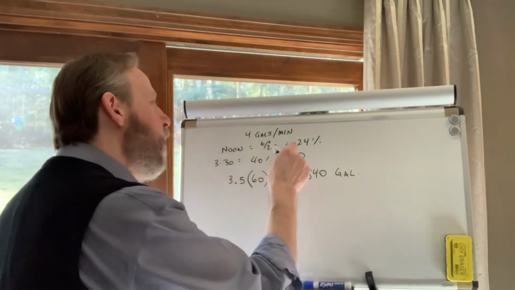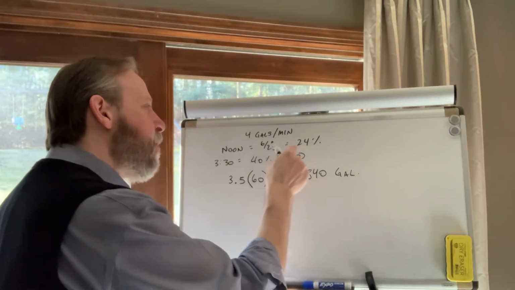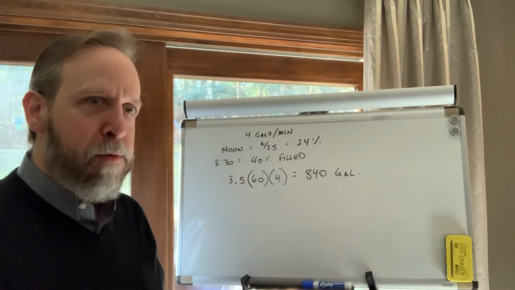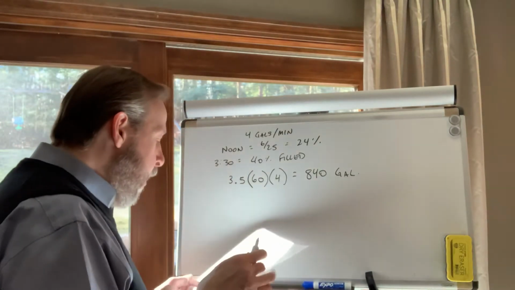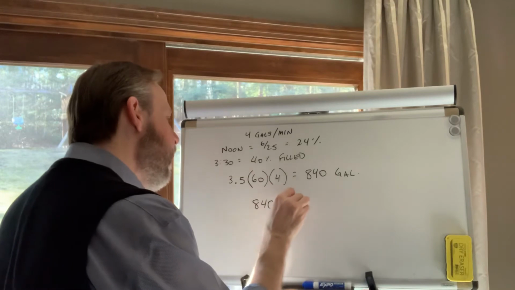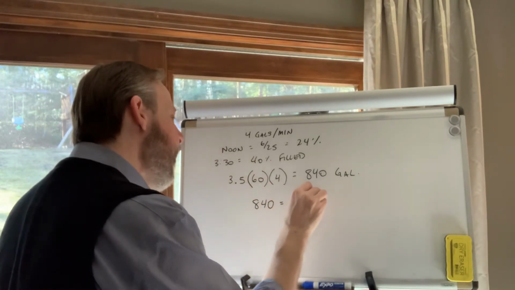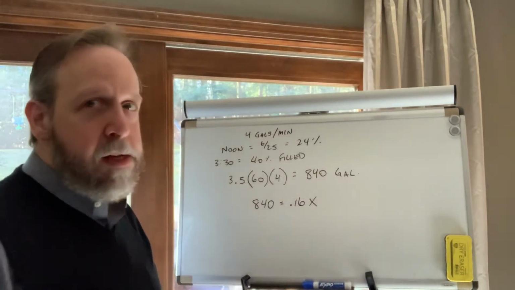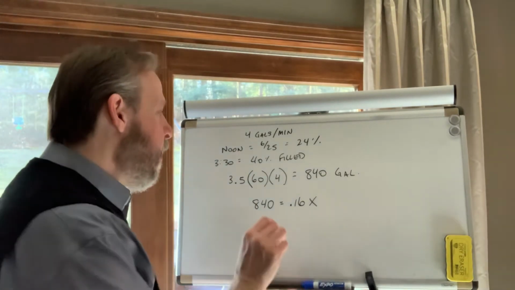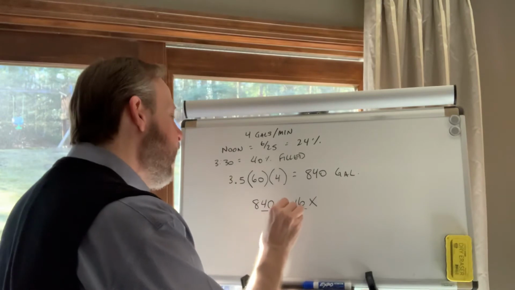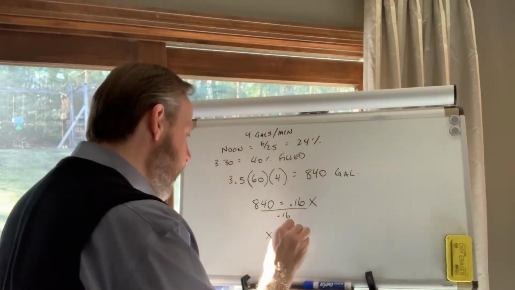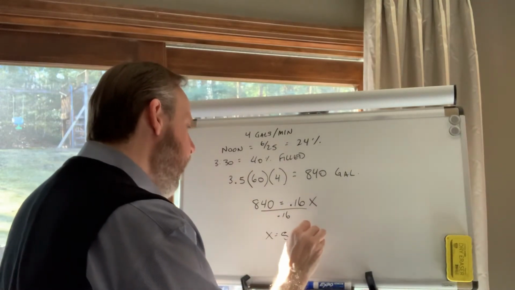But what we notice here is that 16% of the pool has been filled over the course of those 3.5 hours. So make an equation for yourself. 840 gallons is 16% of what? And that's going to give you the answer for how much the pool can hold. Divide by 0.16, you find it's a rather large pool at 5,250 gallons.